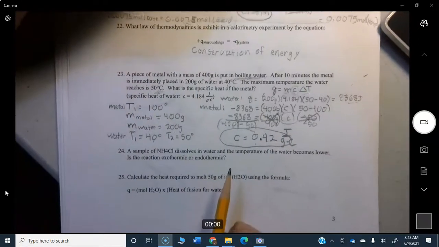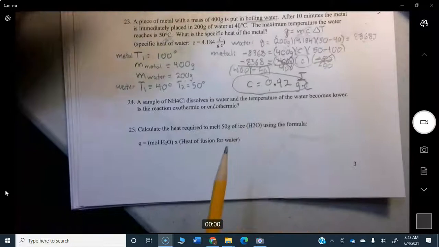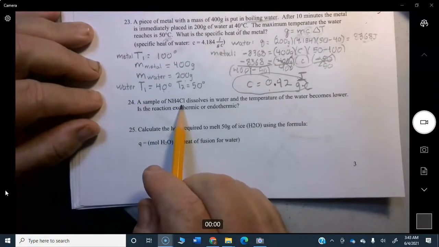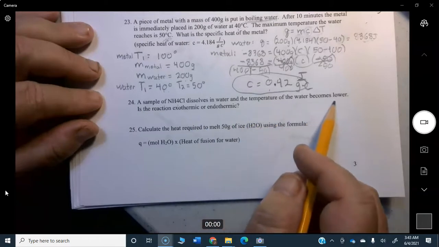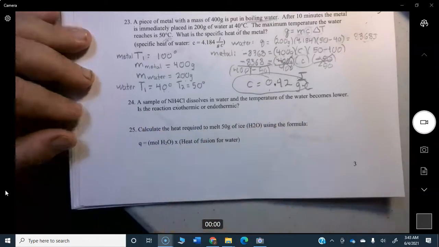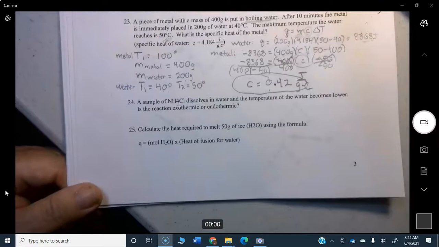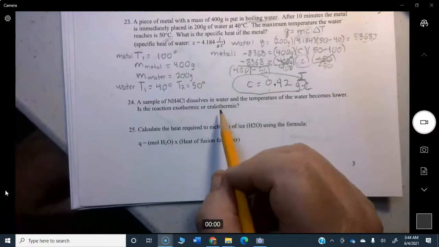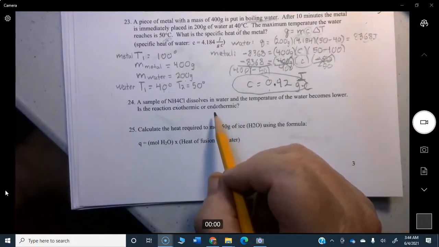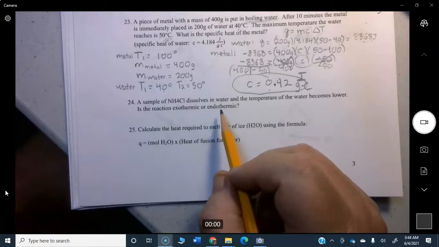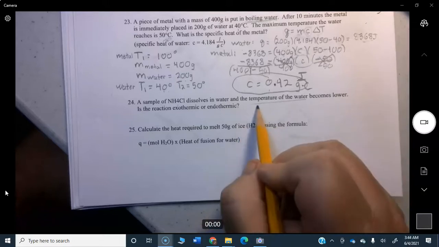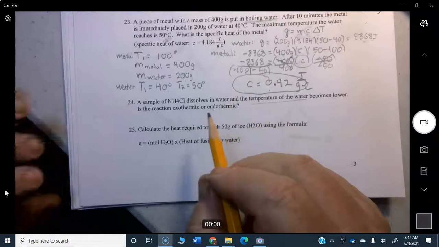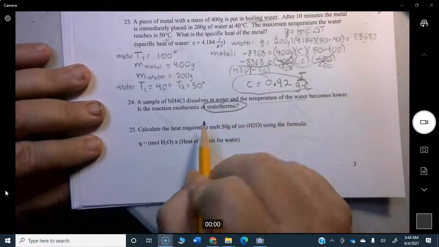Okay, let's move on here. A sample of NH4Cl, that should be a subscript 4, dissolves in water and the temperature of the water becomes lower. Is the reaction endothermic or exothermic? Okay, so the heat had to come out of the surroundings, out of the water, in order for the temperature of the water to become lower. That means it had to go into the system. So that's going to be an endothermic reaction.